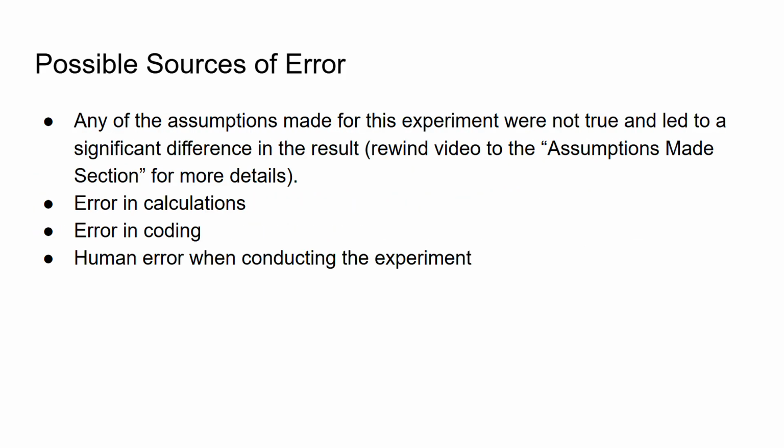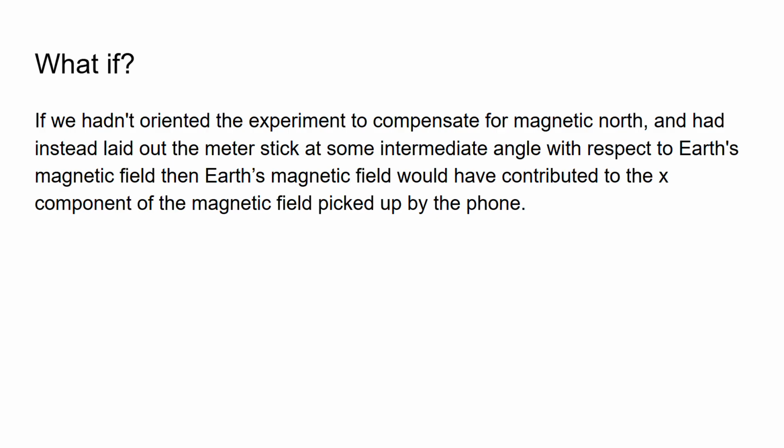Possible sources of error. Any of the assumptions made for this experiment were not true and led to a significant difference in the result. Rewind the video to the assumptions made section for more details. Error in calculations, error in coding, human error when conducting the experiment.